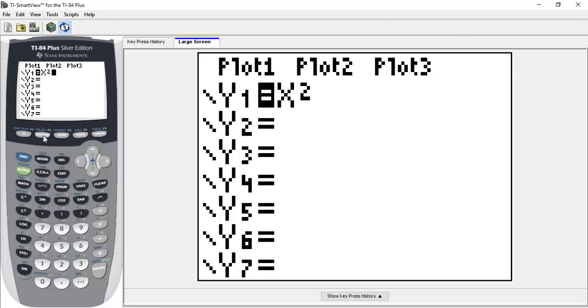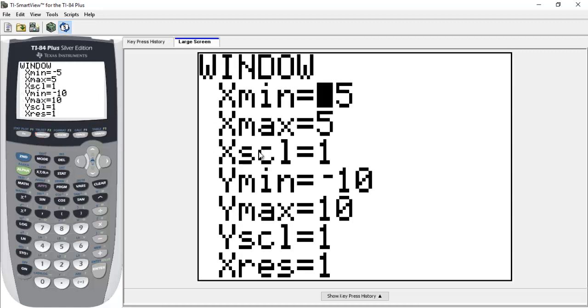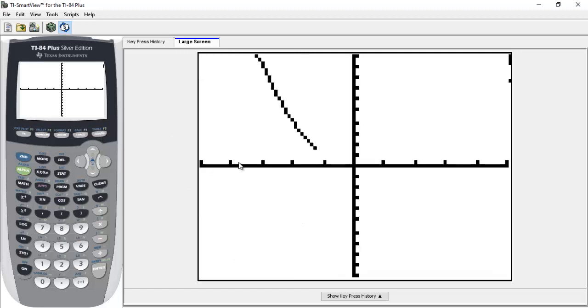Then what you want to do is set your window to appropriate values so that you can see your graph. You can see my x min is at -5 and my x maximum value is at 5. My x scale, what my graph is going up by, is 1s. And my y min and max are -10 to 10. When I look at the graph, I see a parabola representing that curve.